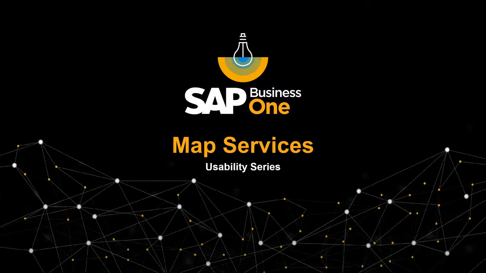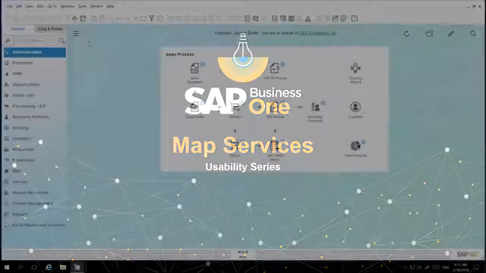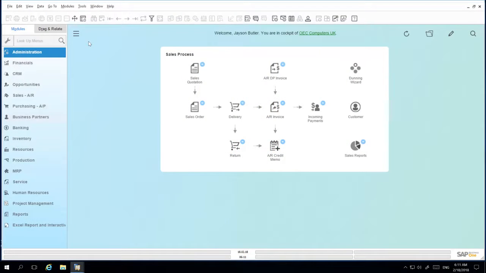Welcome to the SAP Business One usability series on map services. Map services enable you to locate business partners and warehouses on maps using external web browsers. Currently, SAP Business One predefines two map services for users, Google Map and Microsoft Bing Map.